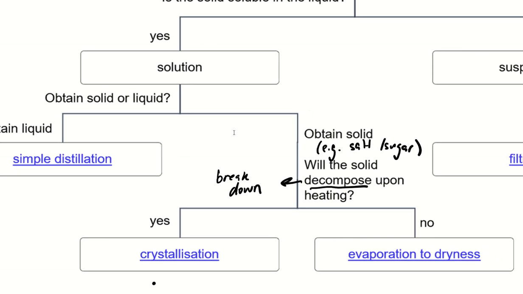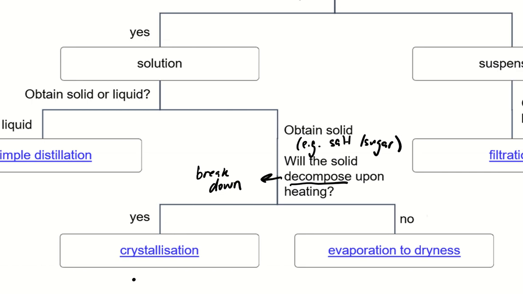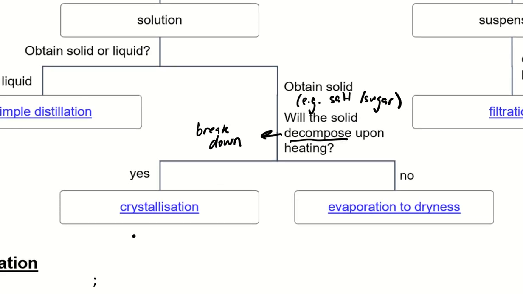So in this case, since the sugar decomposes upon heating, I cannot use evaporation to dryness. So I need to use crystallization as a technique to obtain sugar from the solution. But if the salt is stable under heat, you can use evaporation to dryness. But for evaporation to dryness, there's a consideration.